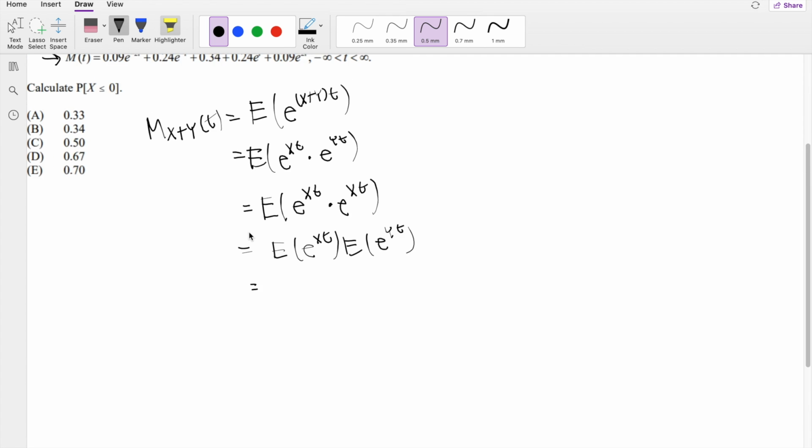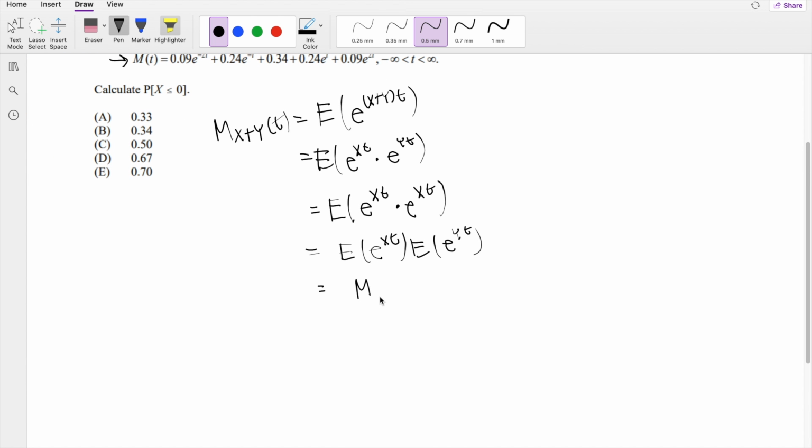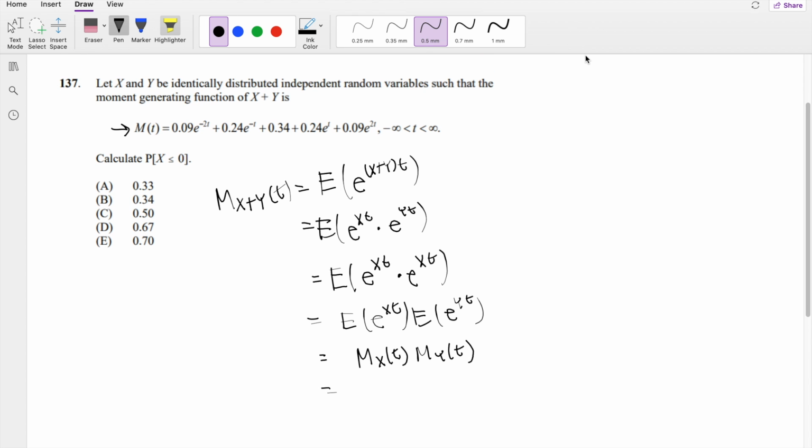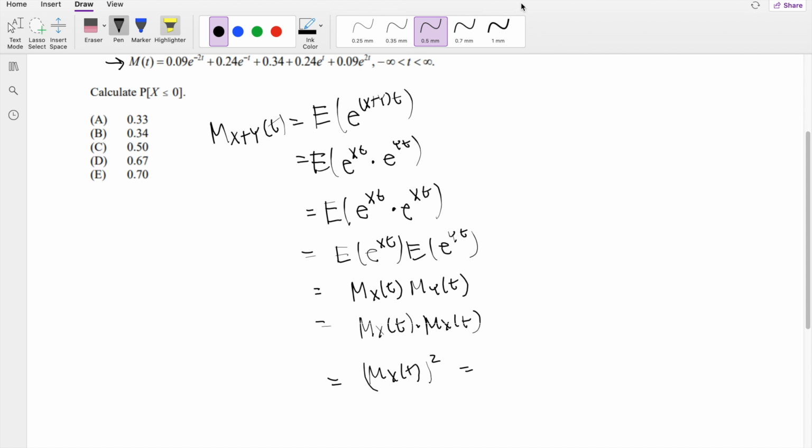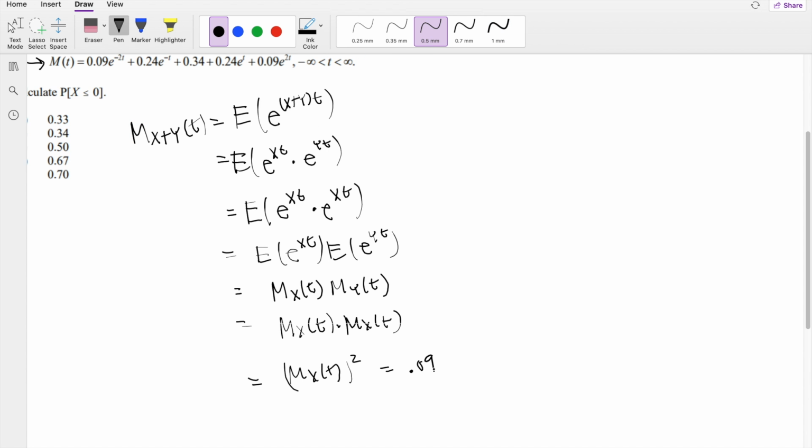And we know that this is equal to the marginal moment generating function M of X of t times M of Y of t. And these are identically distributed, so this is just equal to M of X of t times M of X of t. So this is equal to M of X of t, the whole thing squared, is equal to this whole shabam: 0.09 e to the negative 2t plus 0.24 e to the negative t. Oh my goodness, this is so long.